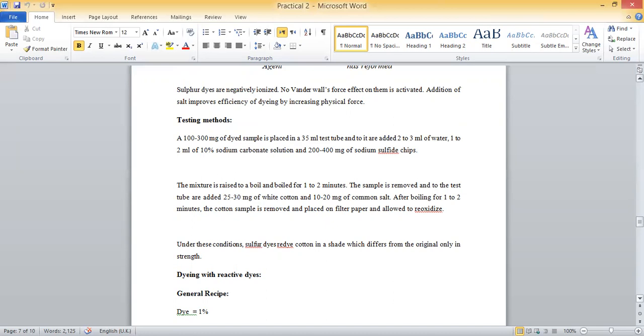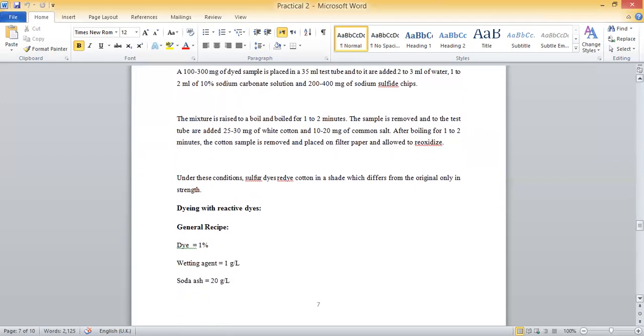The sample is removed, and to the test tube are added 25 to 30 milligram of white cotton and 10 to 20 milligram of common salt. After boiling for 1 to 2 minutes, the cotton sample is removed and placed on filter paper and allowed to reoxidize. Under these conditions, sulfur dyes re-dye cotton in a shade which differs from the original only in strength. That's all about sulfur dyes.